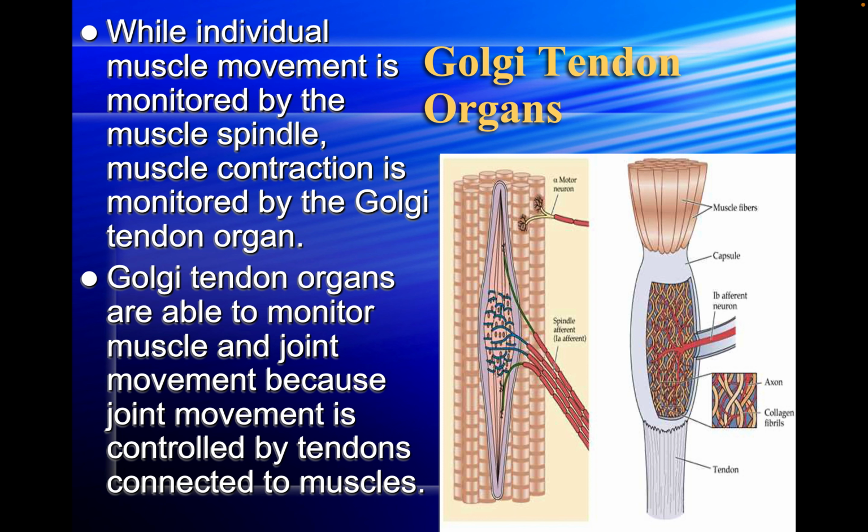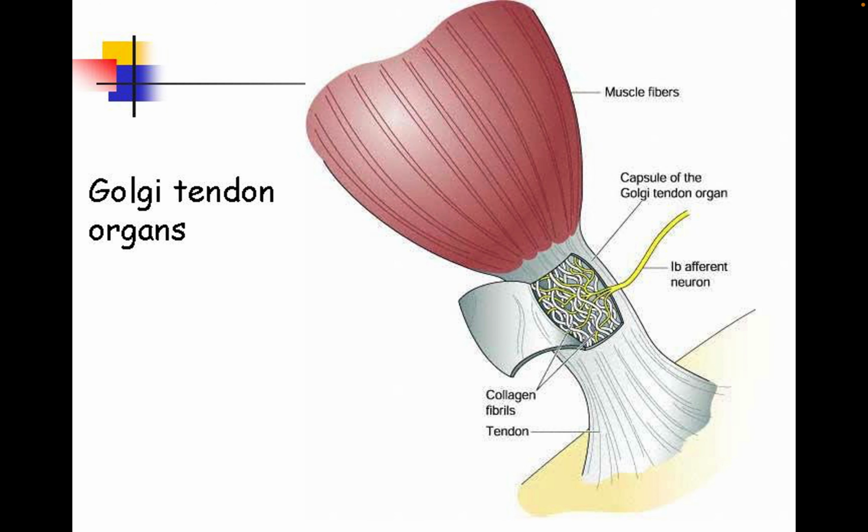While individual muscle movement is monitored by the muscle spindle, muscle contraction is monitored by the Golgi tendon organ. Golgi tendon organs are able to monitor muscle and joint movement because joint movement is controlled by tendons connected to the muscles. And it tells you if you're lifting too much. And there's where the Golgi tendon organs are.